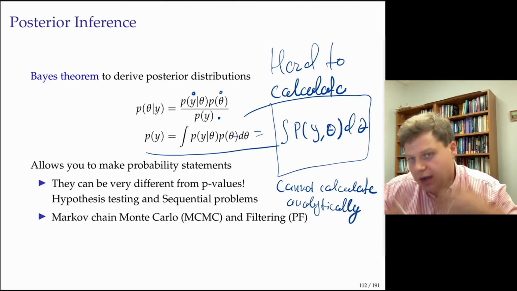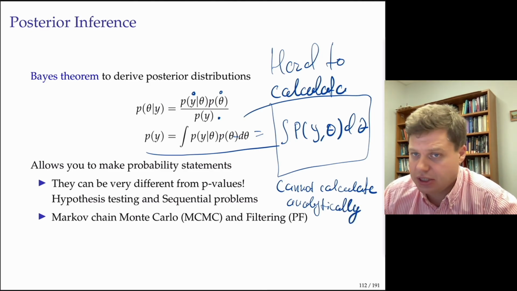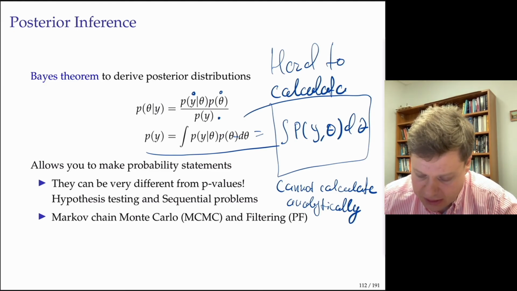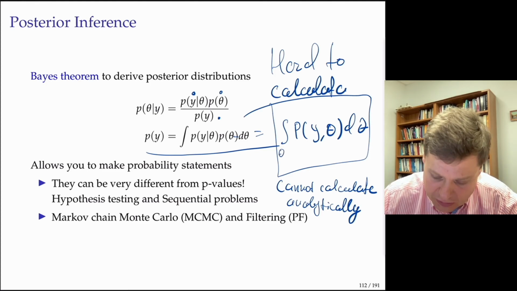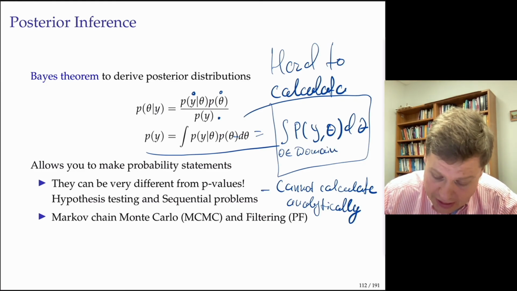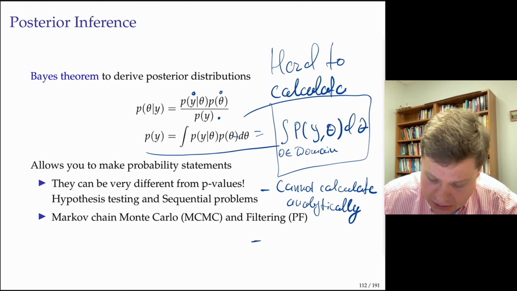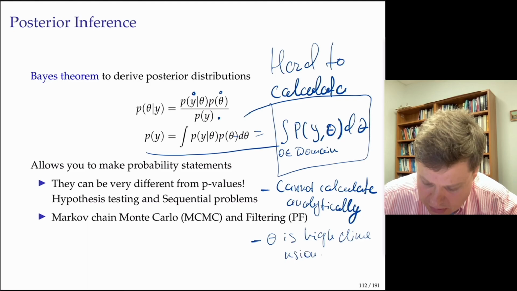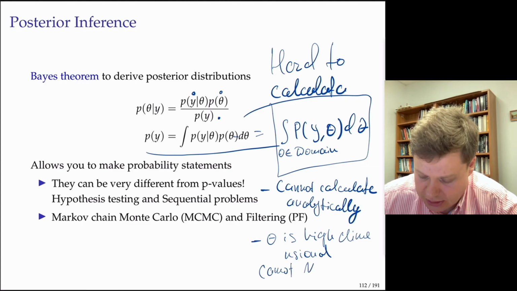Typically, it's an integral that cannot be solved analytically. You cannot use one of your calculus tricks, substitution of variables, and just analytically calculate the value of this integral. And it's usually, of course, a definite integral, so you integrate over the domain of your parameter theta. So you cannot typically calculate it analytically. And also when theta is high dimensional, then you cannot really use your numerical integration techniques.